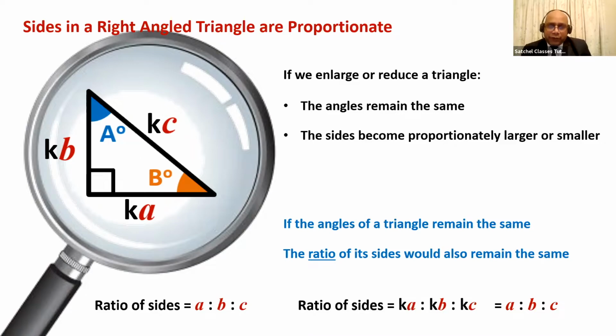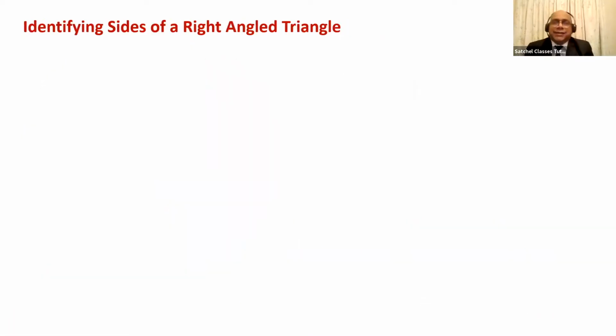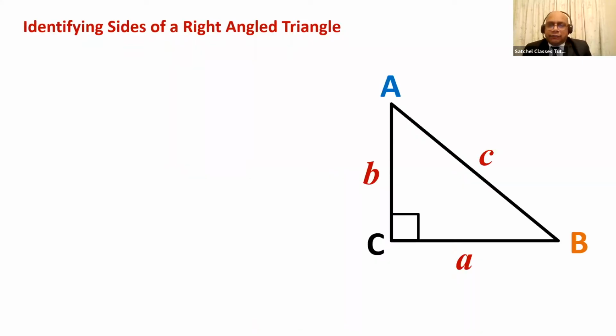But before we get into trigonometry, let's try and understand the different sides of a right angle triangle. So here's a right angle triangle with side lengths a, b, and c, small letters. And the angles are also A, B, and C, capital letters. So the side opposite to angle A is small a, the side opposite to angle B is small b, and the side opposite to angle C is small c. Now let's understand different terminologies, okay?